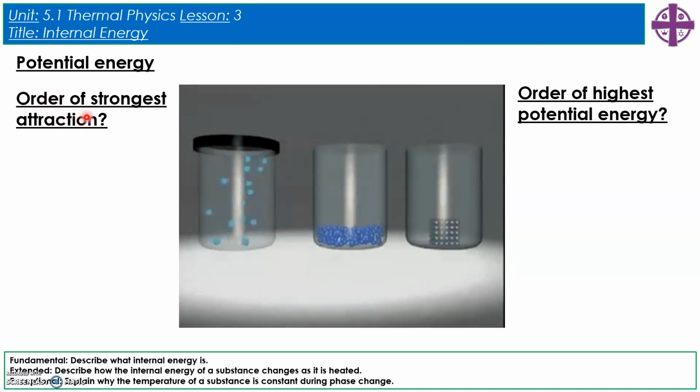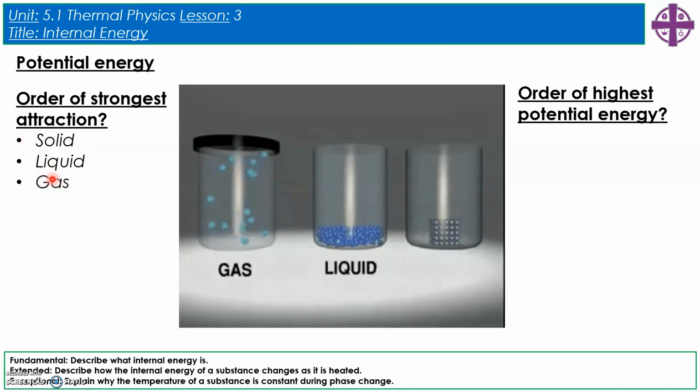Which has got the order of strongest attraction between particles? Well, solids have got the strongest attraction between particles. Liquids have got a lot of attraction between particles, but not as much as solids. And gases have got very weak attraction between particles.